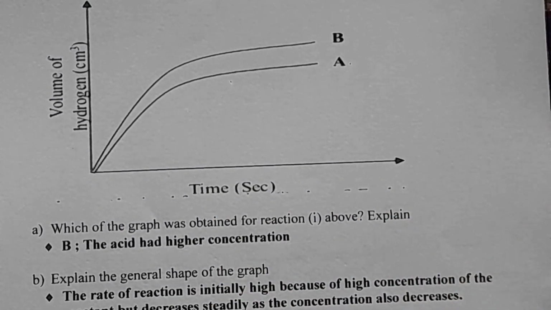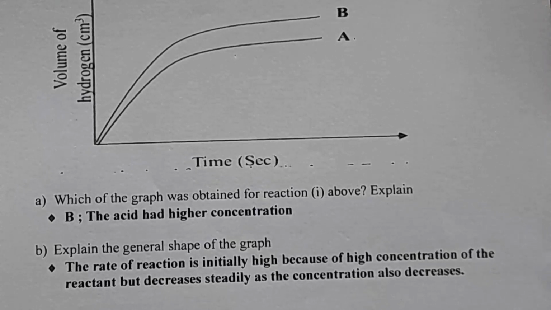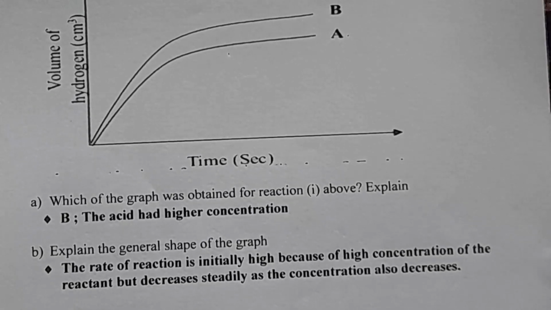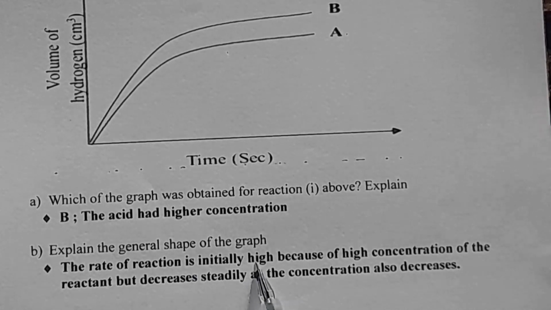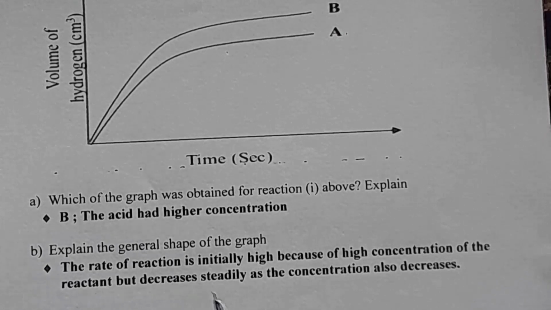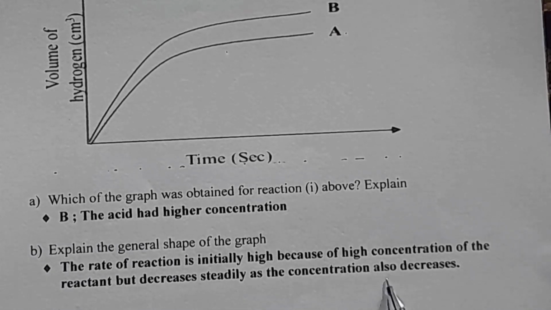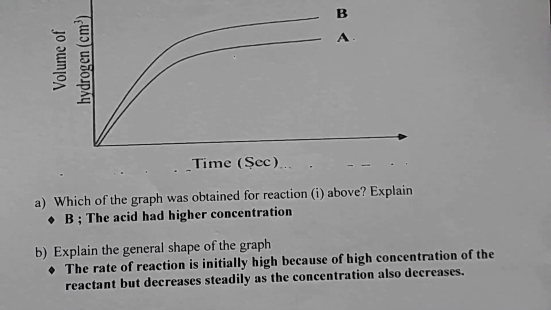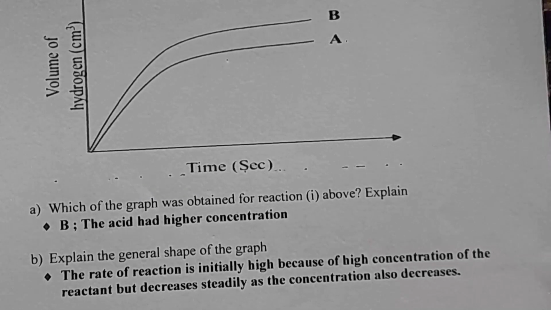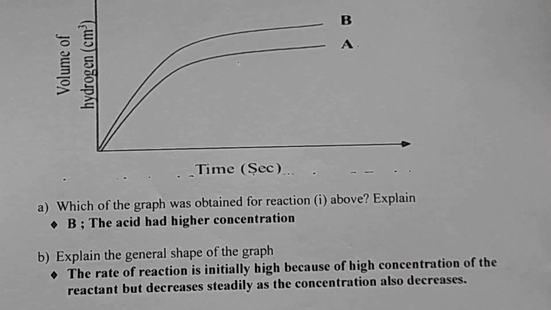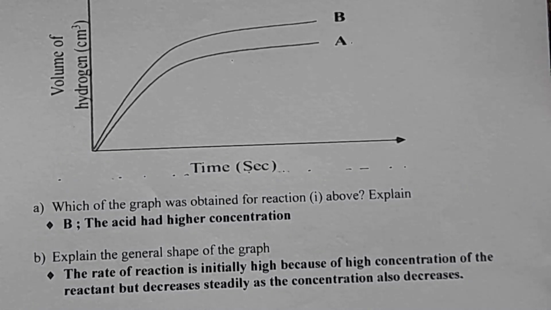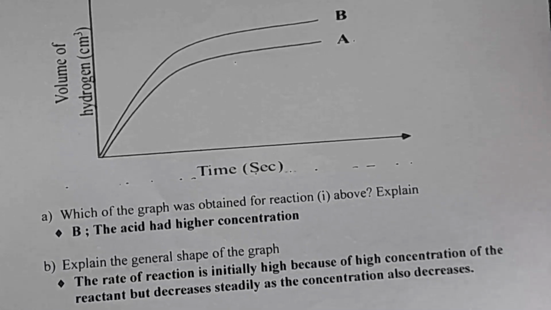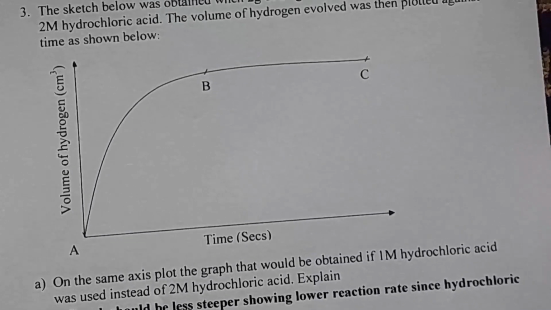Part B, we are told to explain the general shape of the graph. Here we are saying the rate of reaction is initially high because of the high concentration of the reactants, but decreases steadily as the concentration also decreases. Remember in our previous example we said as a reaction takes place, the concentration of the reactants decreases as that of the product increases. We are going to go to the third question. That was question number 2.